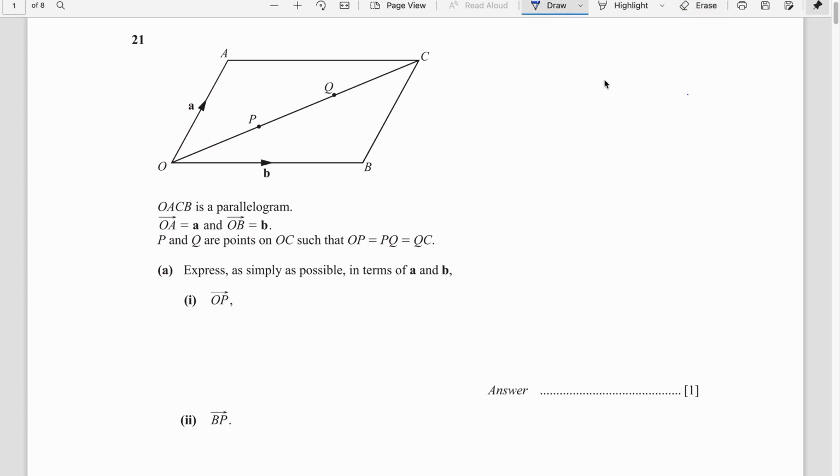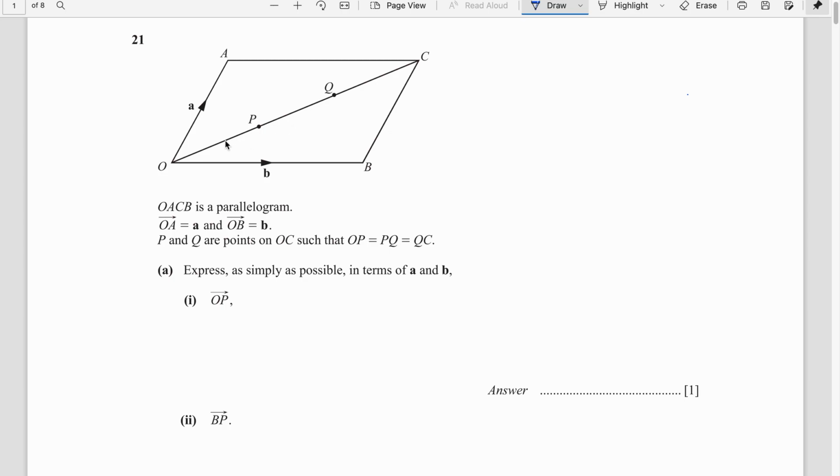In our previous video, we covered the concepts of vectors, the basic ideas, addition of vectors and all. In this, we'll be solving past paper questions. So let's get started. This is a parallelogram OACB. OA is A, then OB is B. Then there are points P and Q on OC such that OP is equal to PQ is equal to QC. So OP, PQ and QC. Always understand the question first, then start.